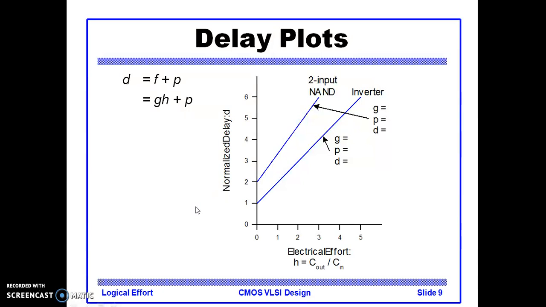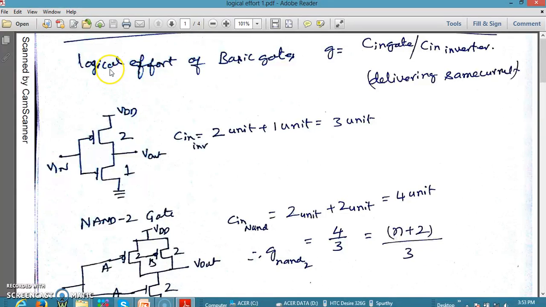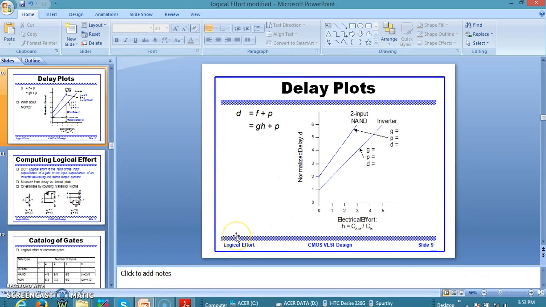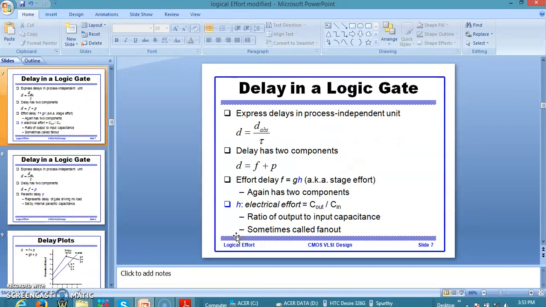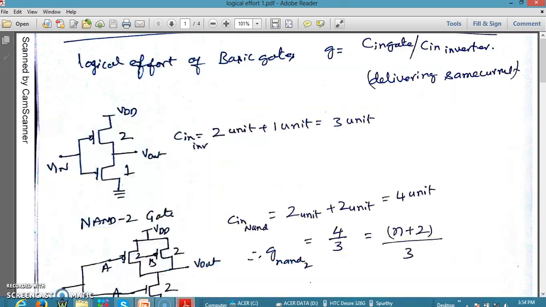Now before we go further, we should look at how we estimate this G. Let me take up an example and try to find out how we estimate the value of G. Let us see how we estimate the logical effort of a basic gate. In this case, we have an inverter. It was said in the previous slide that the logical effort of an inverter is equal to 1. So we shall see how it is 1.